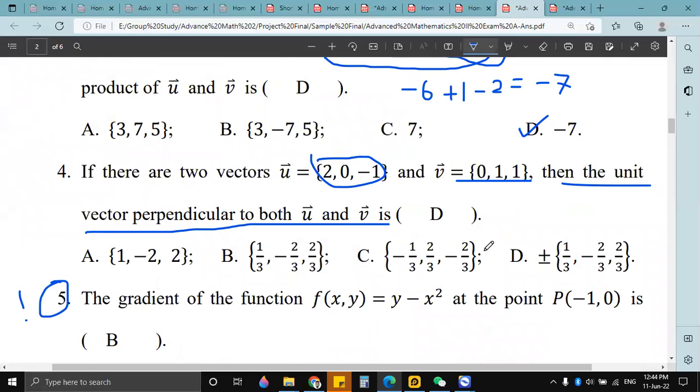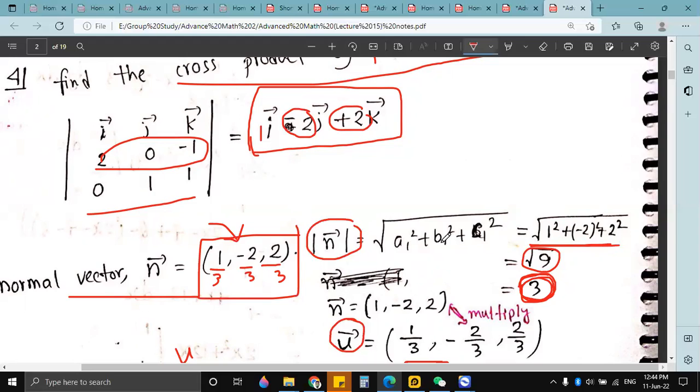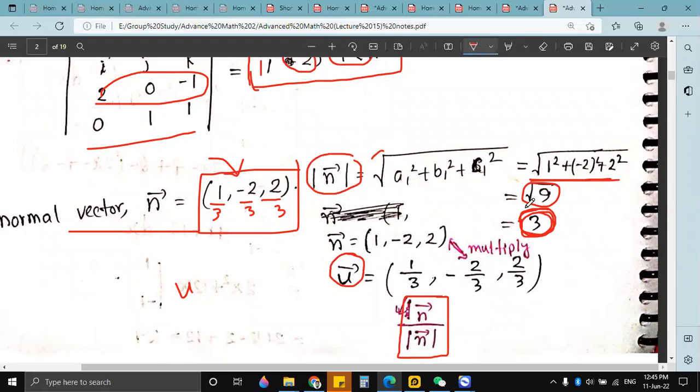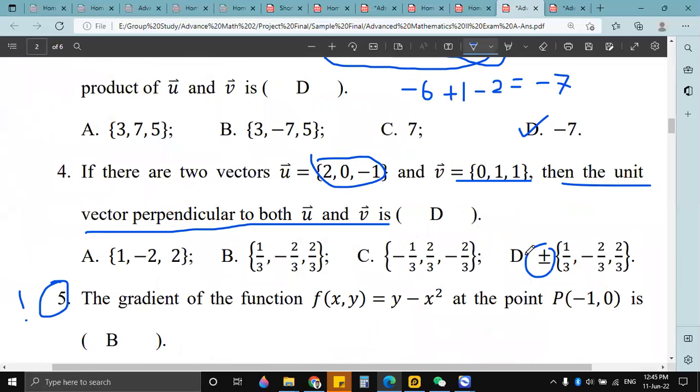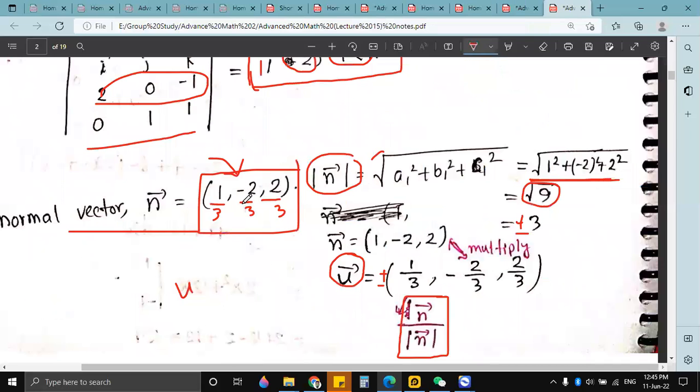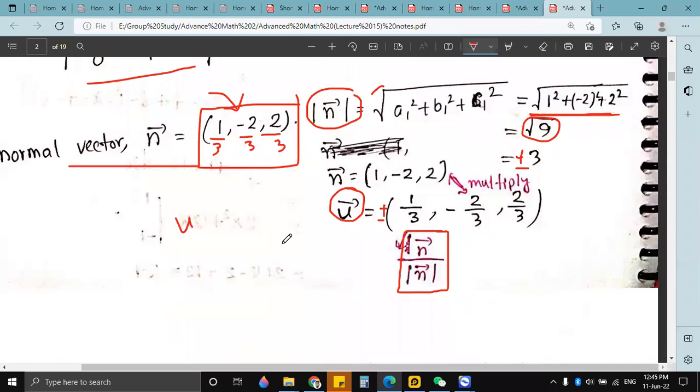So it will also be plus minus, because we have a square root here, right? Root means plus minus. It is not 3, it is plus minus 3. That's why we get a plus minus here. So the answer is plus minus 1 by 3, minus 2 by 3, and 2 by 3. Okay, fine. So guys, can you understand this one?